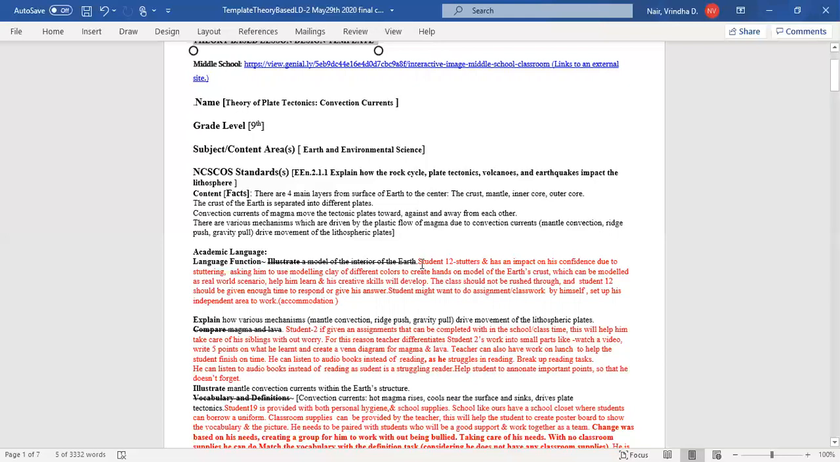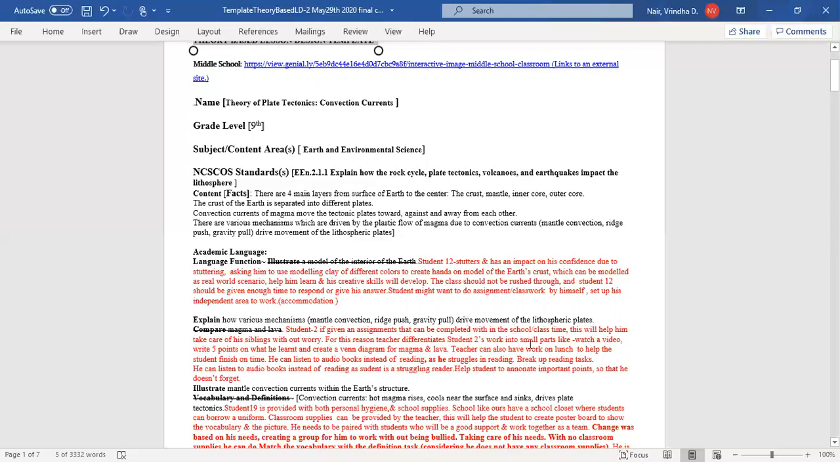That's what student number 12 does not know how to express, and he is a hands-on person. So for him, the real life scenario of the Earth's crust, as well as what he is doing through the modeling clay, helps him to understand the concept of Earth's crust. That's that. Explain how various mechanisms, mantle convection, ridge push, gravity pull drive the movement of lithospheric plates.